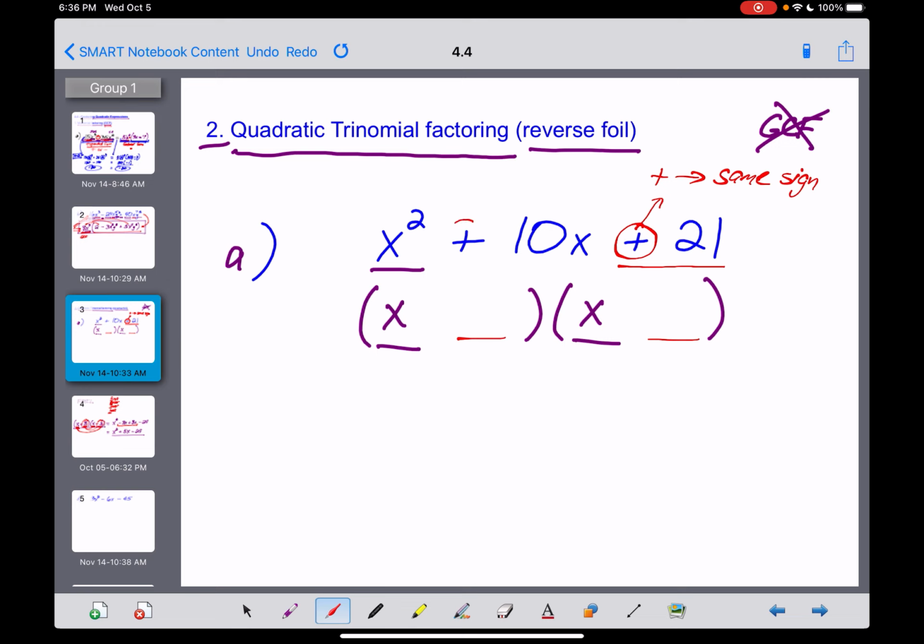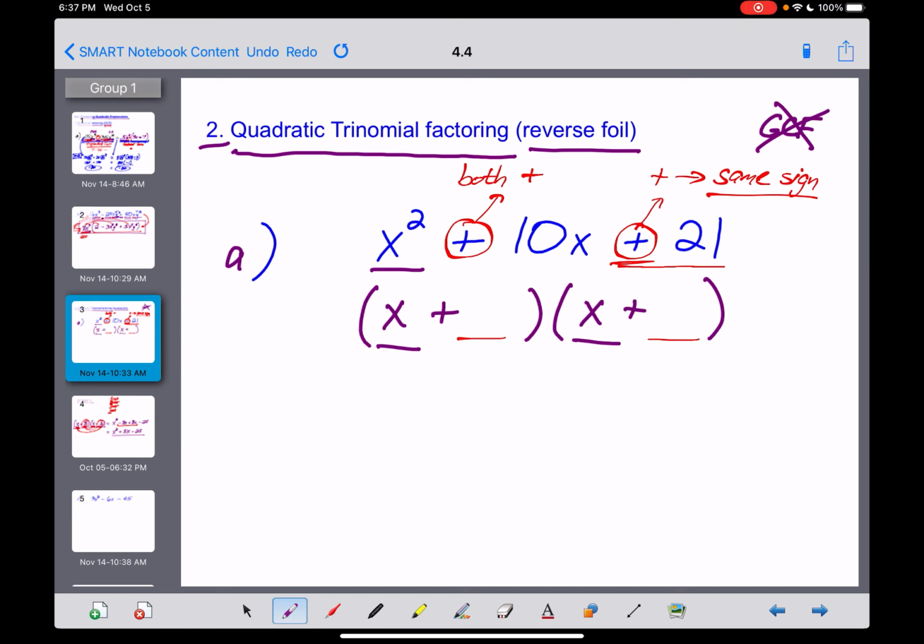Then we look over here at this sign, and because the first sign we looked at said they were the same, this tells us the signs are going to be both positive. So I'm going to put a plus right here and a plus here. Don't worry, I'm going to show you more examples in a minute of what it looks like when these signs are something different.